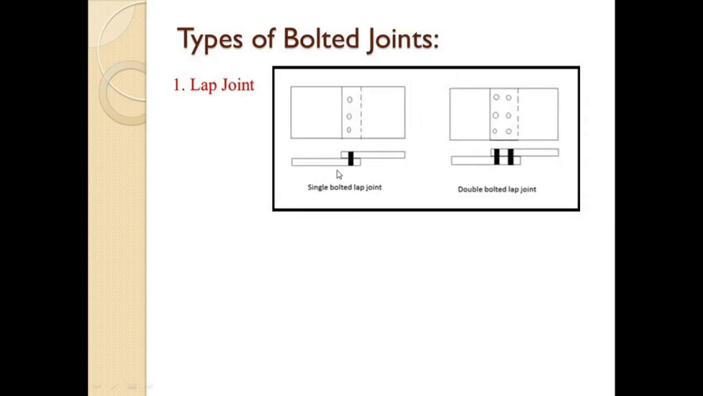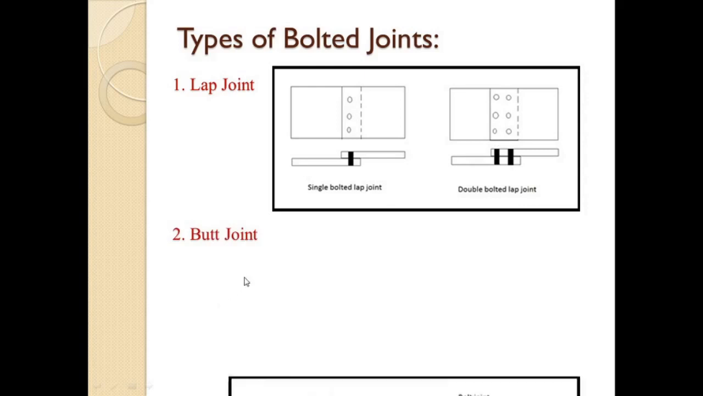Lap joints means one plate is connected over the other. Okay, here we can see one plate is connected over the other by using bolting or welding. We can call it a lap joint. This lap should not exceed 4 times the thickness of the thinner plate or 40 mm, whichever is minimum. If we are using single chain bolting, then you can call it a single bolted lap joint, and if we use double chain bolting, then we can call it a double bolted lap joint. Here we can use zigzag bolting also.